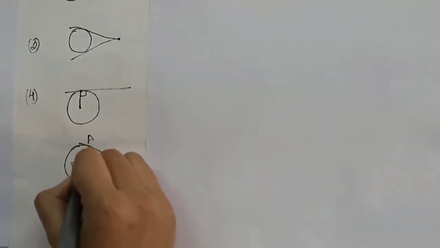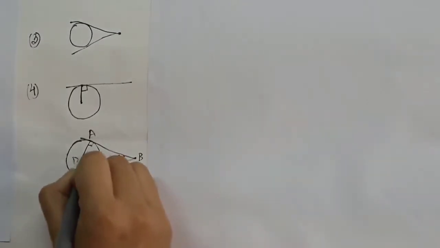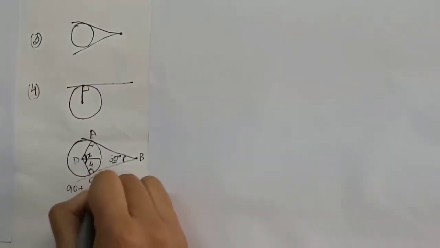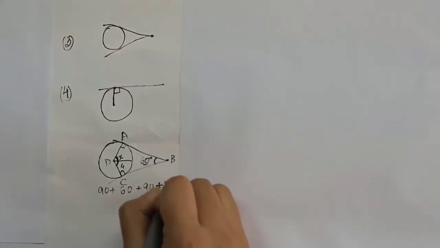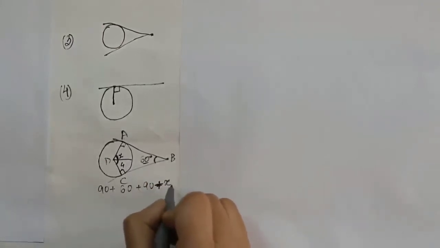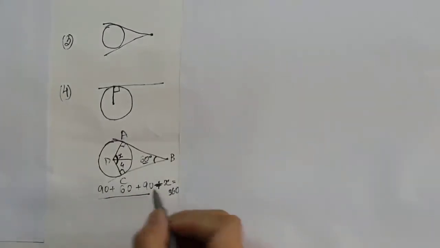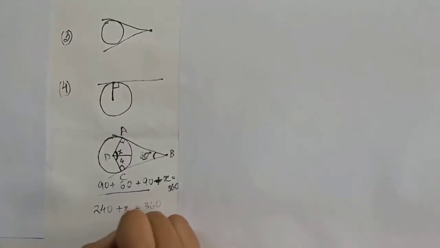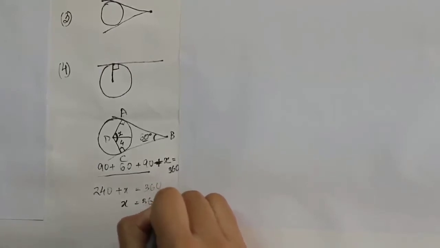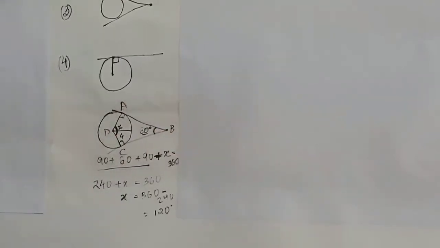So now find how much this angle will be. Just add all these angles. I'll take this one as x, so this is 90, this is 60, this is 90, and this is x. If you sum all these, you will get 360 degrees. So you add all these, you will get 240 plus x equal to 360. Find x, 360 minus 240, you will get 120. So therefore this angle x will be 120 degrees.